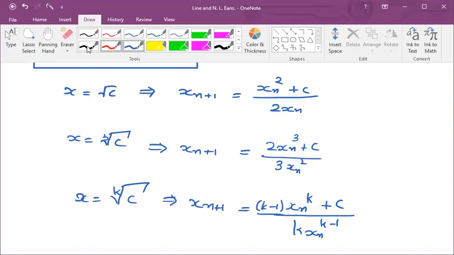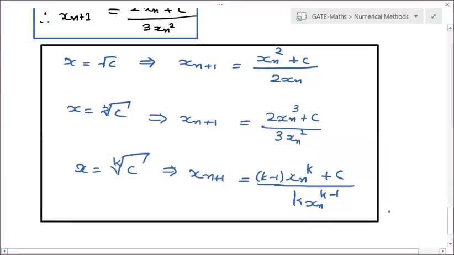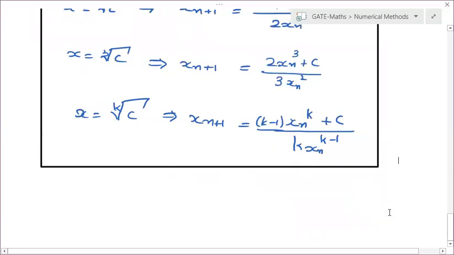If you want, you can remember. If you don't want, then also no issue. My personal advice is no need to remember this. Okay, you can expect questions like this. Okay. Now let us see a different model of question.